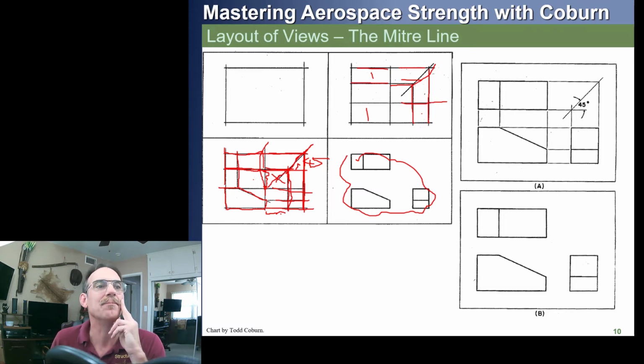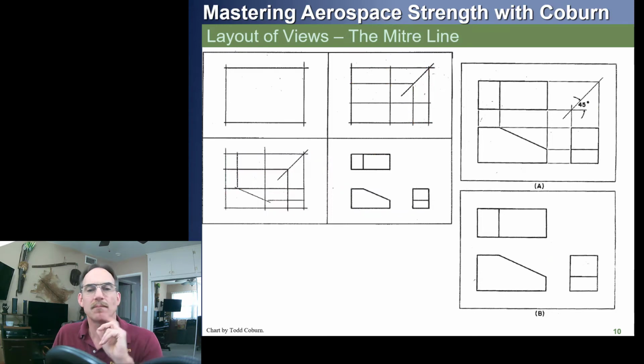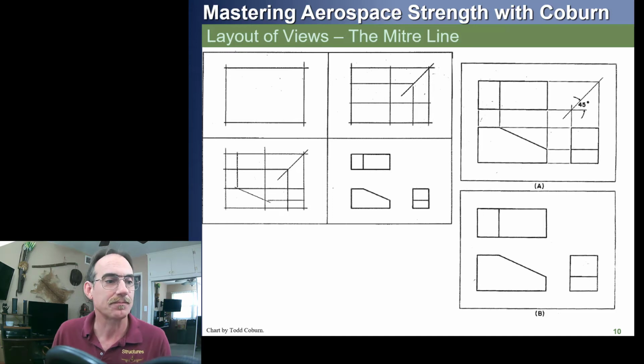That's how it's done. Here's another view. This is showing the 45 degrees in the miter line, and this is how our final views work. Got that?